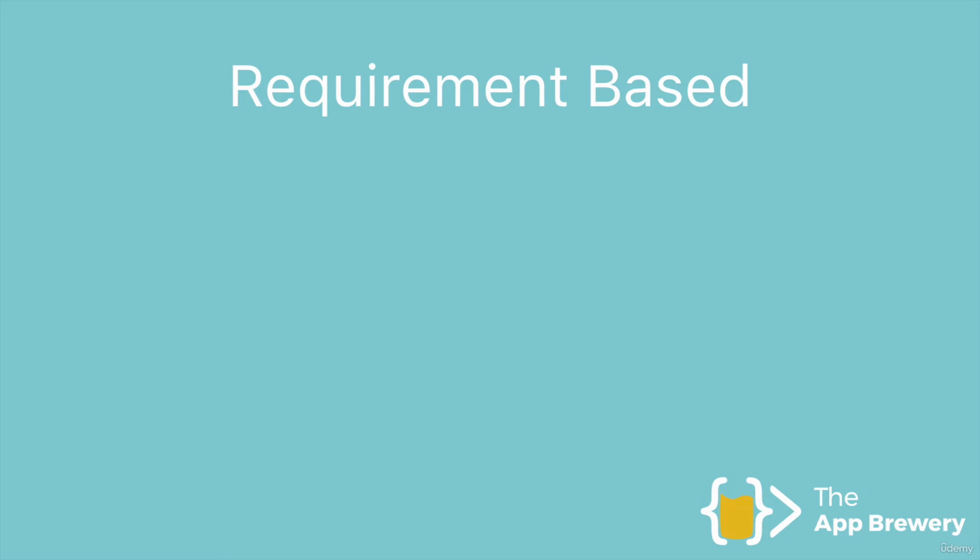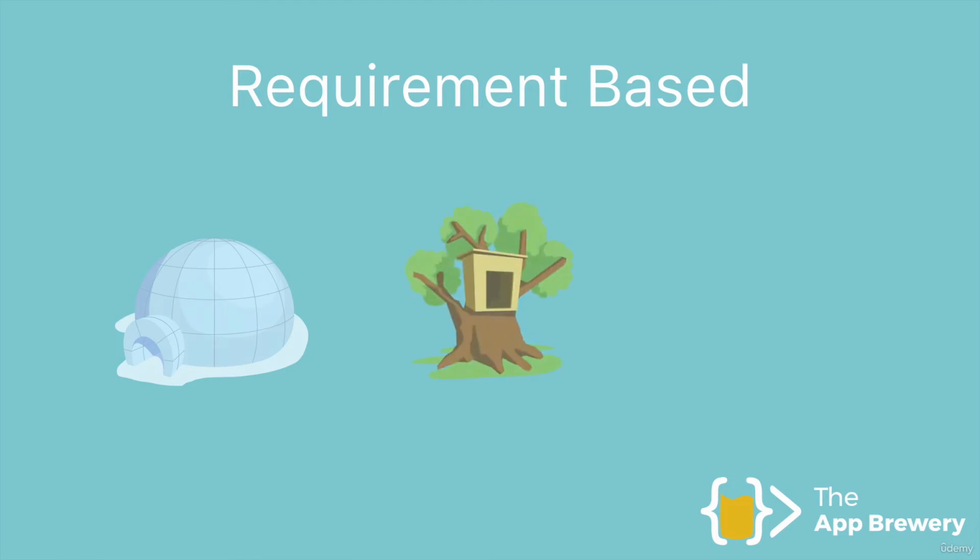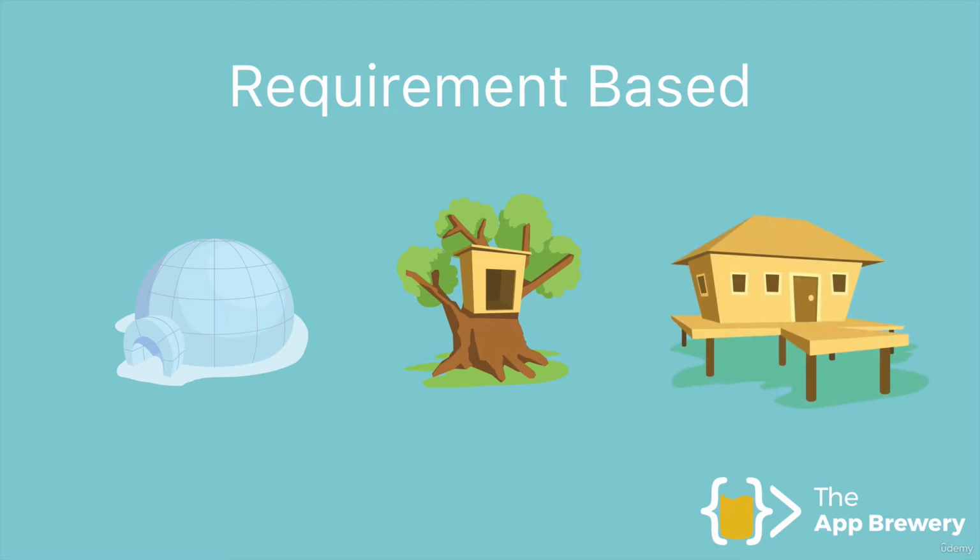Say if you needed to live in the Arctic, then you might need the blueprint for building an igloo. If you wanted to live on top of a tree for some reason, then you would need the architectural pattern for building a tree house. Depending on what app you're building, you might need to use different design patterns.